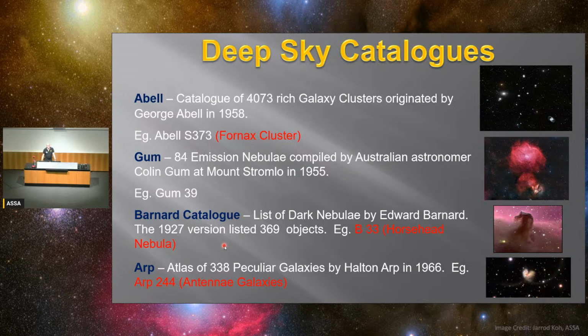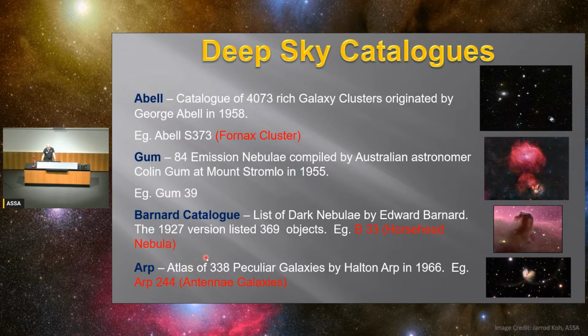The Barnard catalogue. So this was a list of dark nebulae. So dark nebulae are nebulae like the Horsehead. We generally only see a dark nebula when it's illuminated from behind, like by an emission nebula or some bright dust or gas at the back. For example, B33 is the Horsehead Nebula itself.